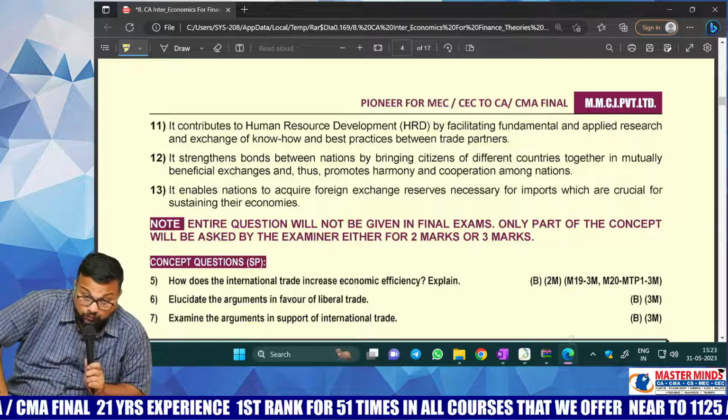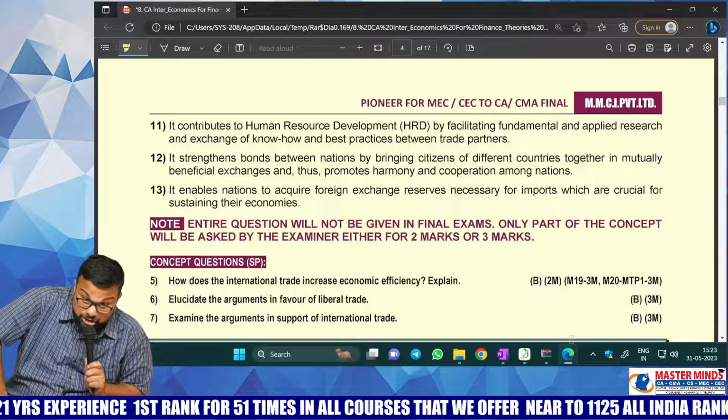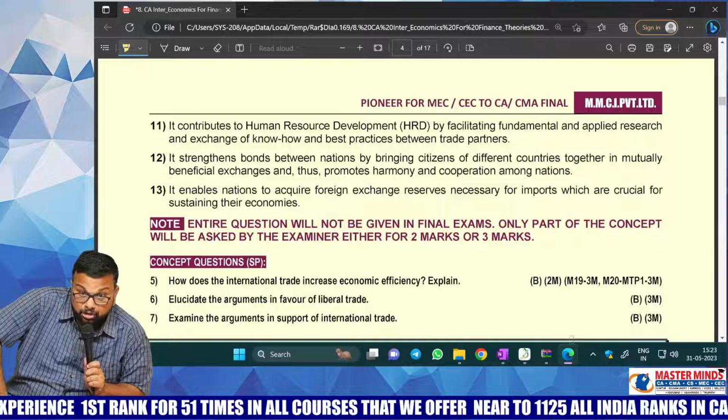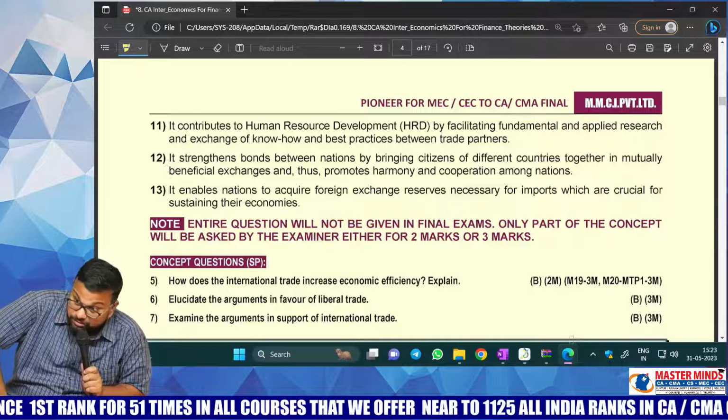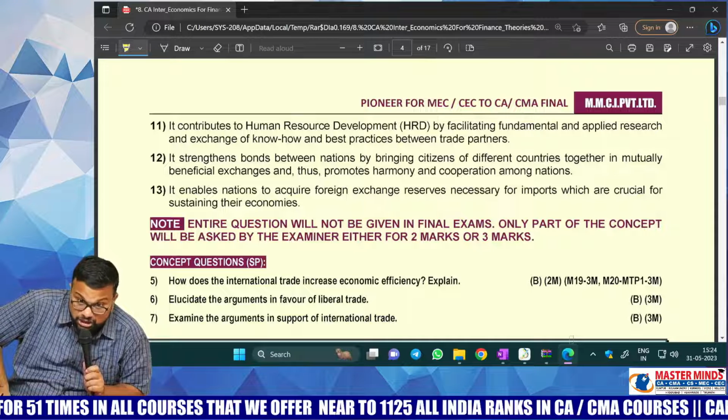30 years ago, no one thought about aeronautic engineering. 30 years ago, no one thought about chemical engineering. 30 years ago, there was no thought about computer science engineering. Today, it has become a common thing. Why? It is all because of international trade.